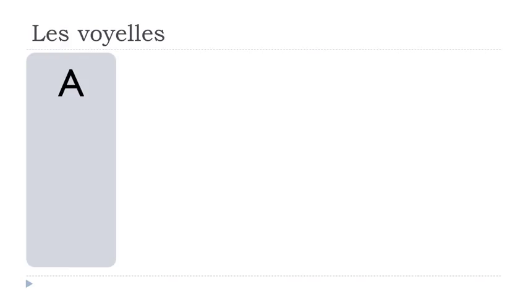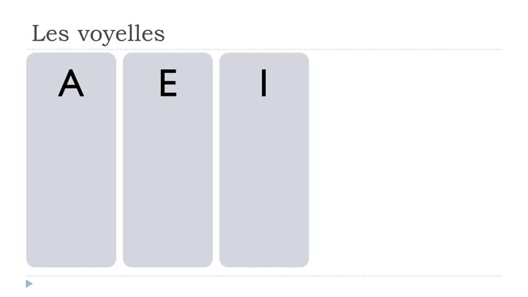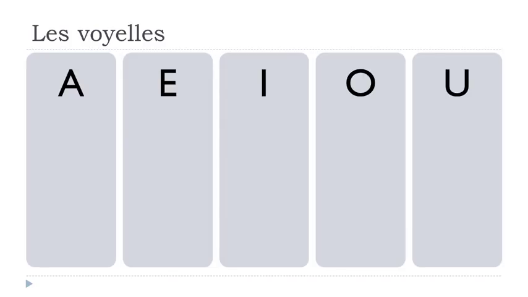So we'll focus only on A, E, I, O, U. Okay, so remember one more time. A, E, I, O, U. Okay, remember this U can be quite tricky for English speaking persons, especially the difference between the U and the U. Okay, but we'll see that a bit later.